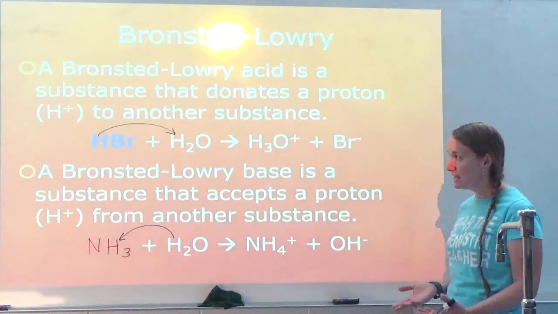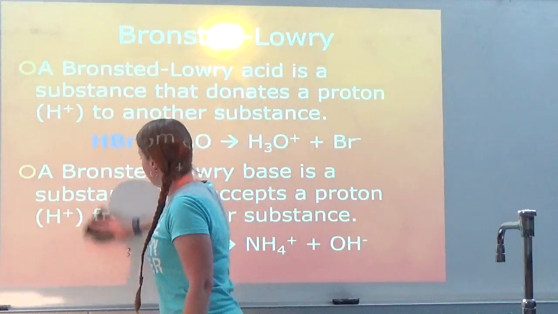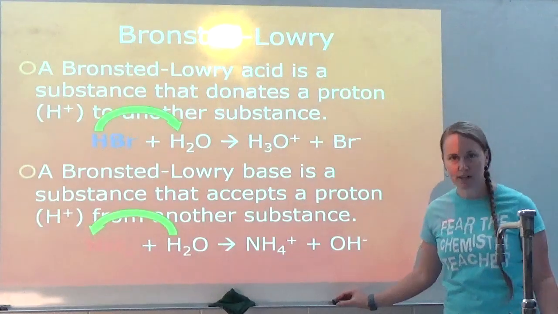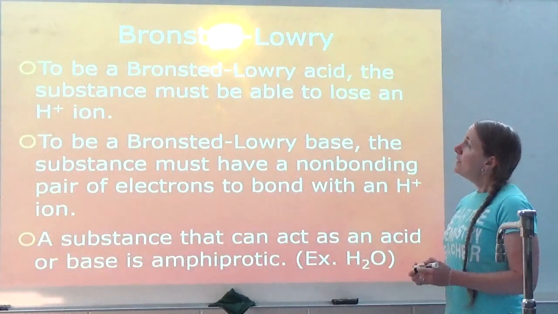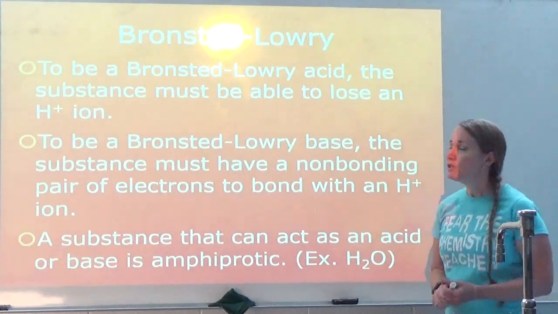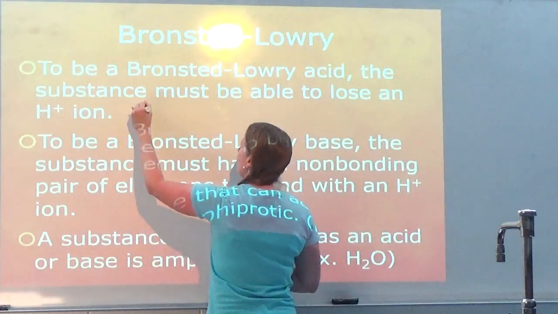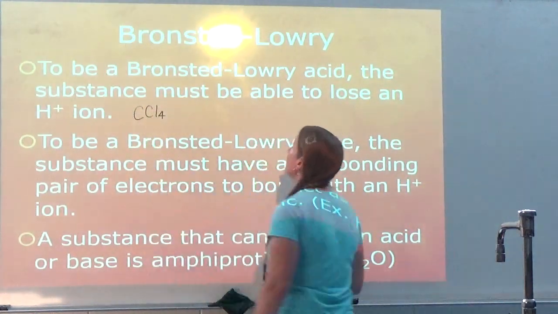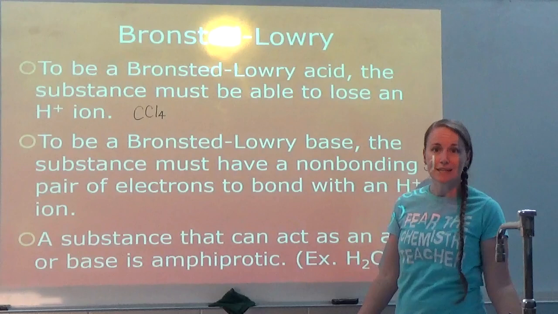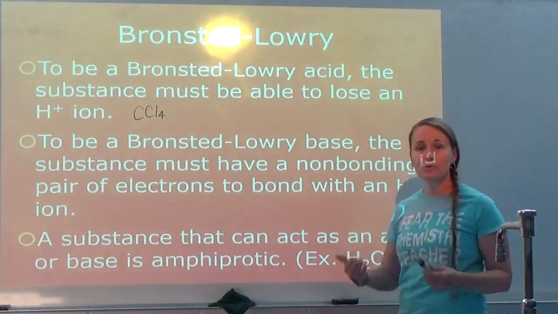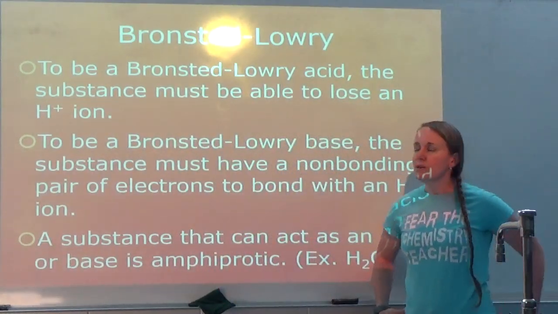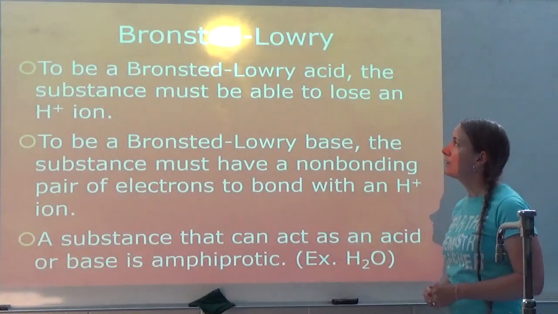It's a weak base, NH3 is. Alright, so we don't just focus on acids and bases, we also have to focus on conjugate acids and bases. To be a Bronsted-Lowry acid, the substance must be able to lose an H+ ion. So for example, it might ask, could this be a Bronsted-Lowry acid? Well, obviously not. It doesn't even have hydrogen, so it has nothing to lose. It's got to be able to lose a hydrogen, like HCl, H2SO4, H3PO4. Any of those would be Bronsted-Lowry acids.